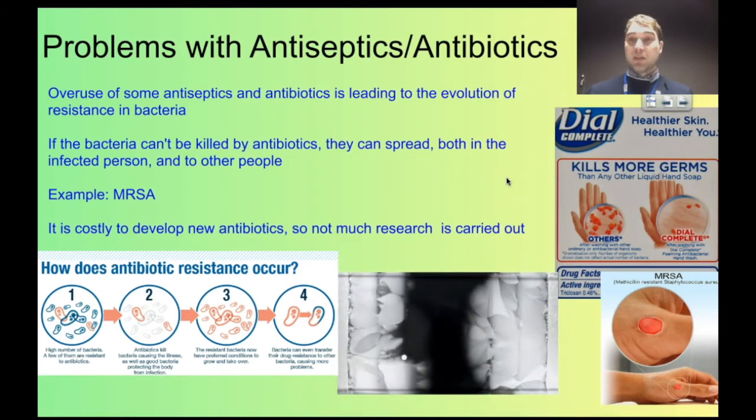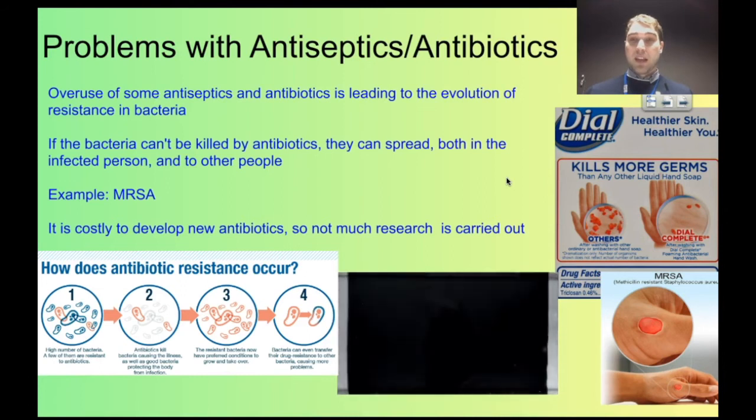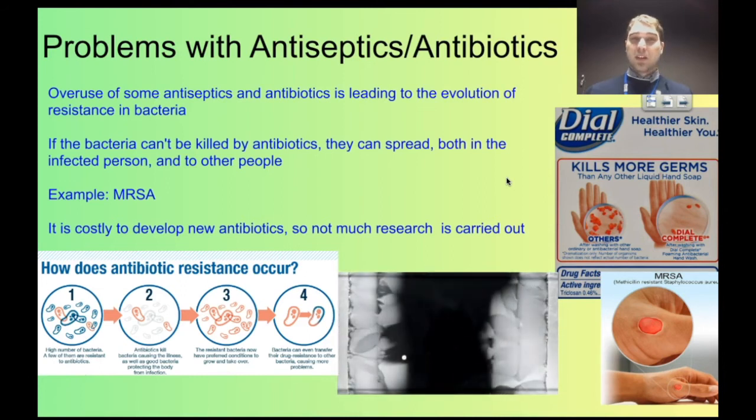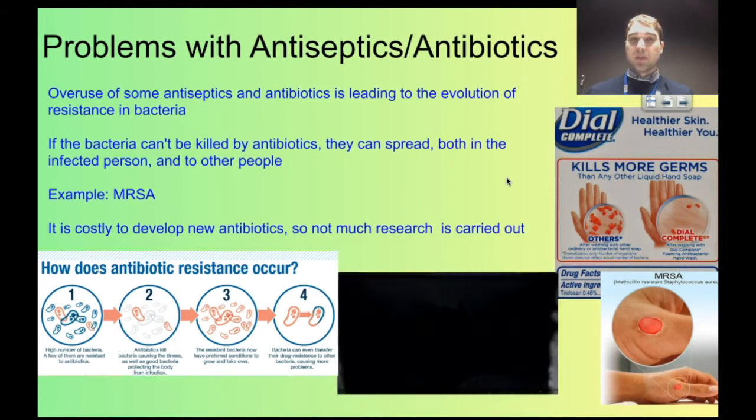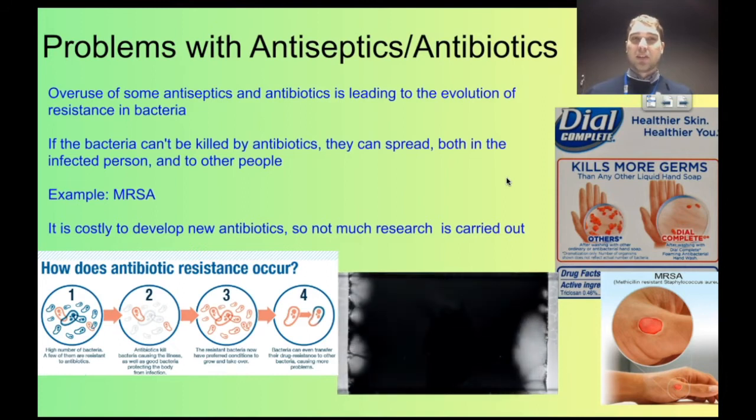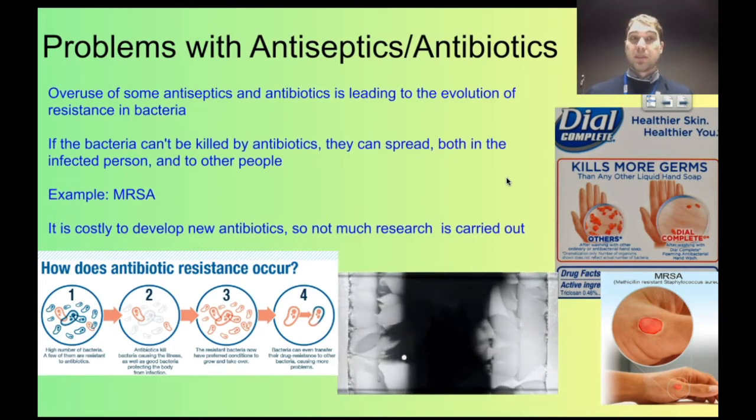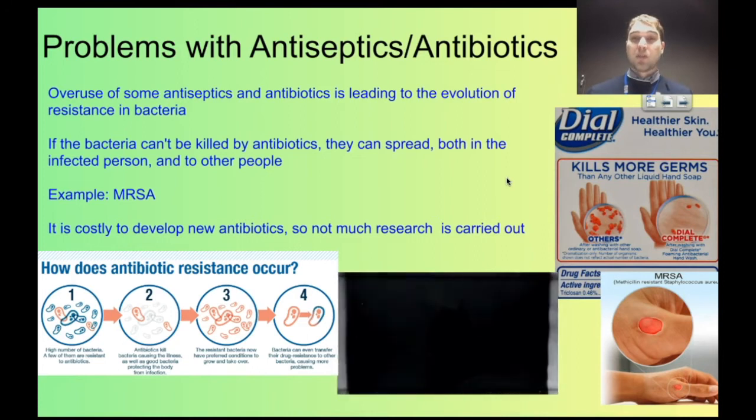Alcohol is often used to kill off bacteria, for example. It's in hand sanitizer, lotion. It's very unlikely that bacteria will be able to evolve around alcohol. Alcohol in high concentrations is very toxic. But some antiseptics and antibiotics are being evolved around by bacteria.